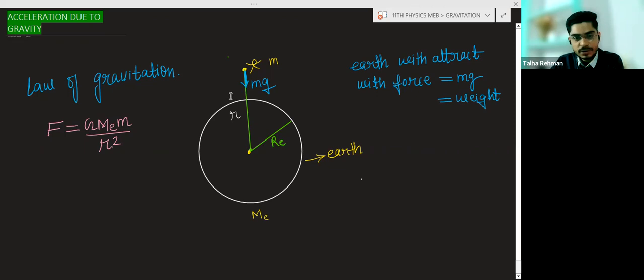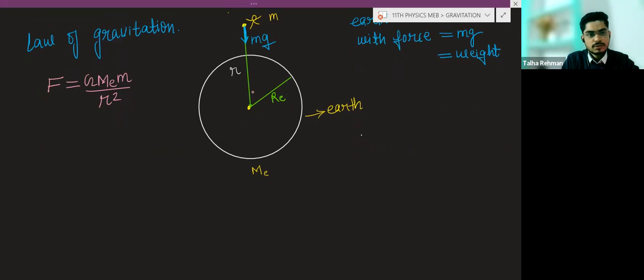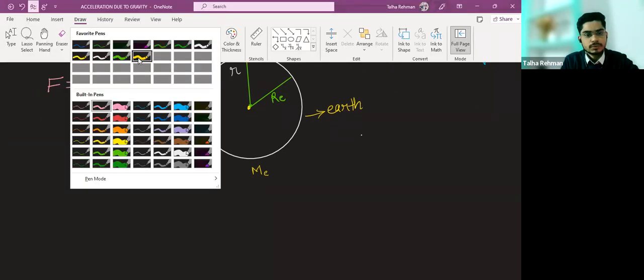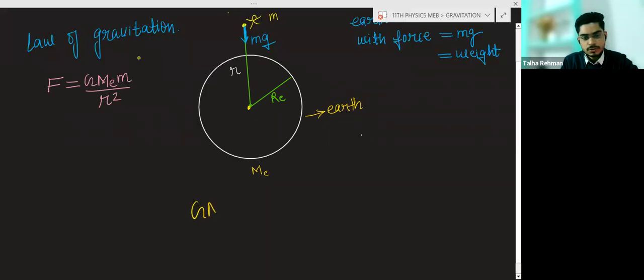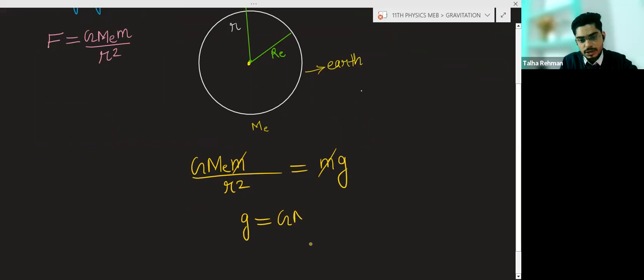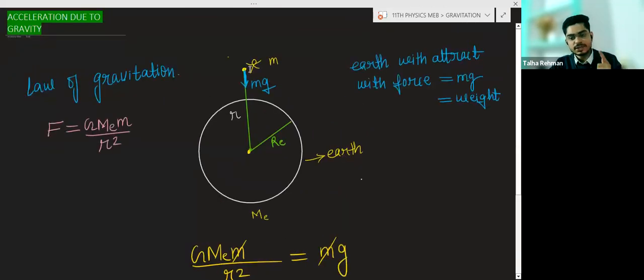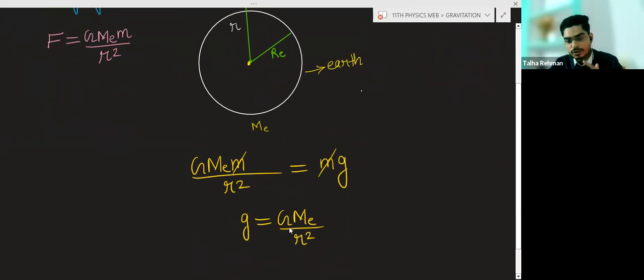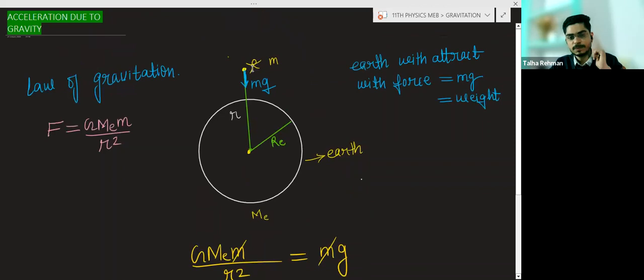And one thing you have to remember, basically this weight and this force will be equal. This gravitational force will be equal to this weight. So you can write G into mass of earth into m divided by r square, and this is equal to mg. Now this m and m will be cancelled out. The expression of g now is g is equal to G into ME divided by r square. So this is the value of acceleration due to gravity, GM by r square, at this position where this person is right now.